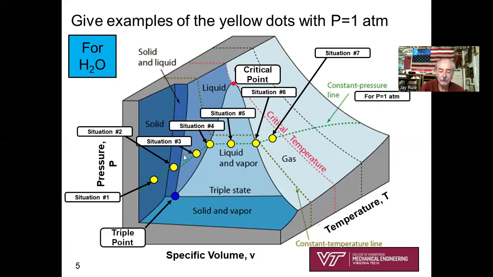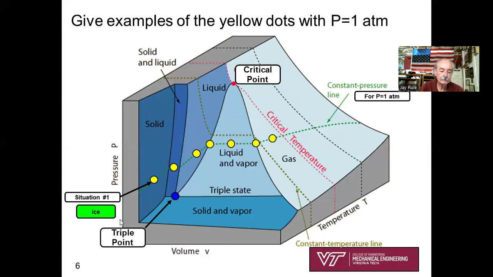So let's step through what we would call the phase of each of these dots. And hopefully you're studying the three-dimensional plot and you see some words: solid, liquid, solid and vapor, liquid and vapor, and gas. See those? That does describe in words the phase of these different colors of blue. So here we go. Okay, the first situation, the first dot, situation 1, that dot is laying on this darker blue called solid, so that's ice. Okay, I got it.